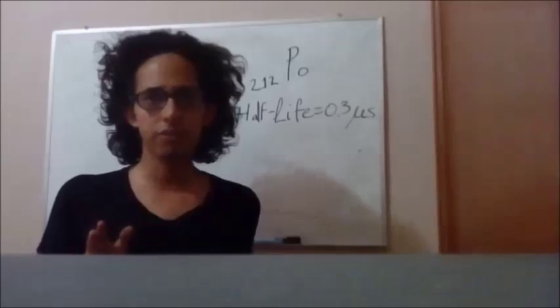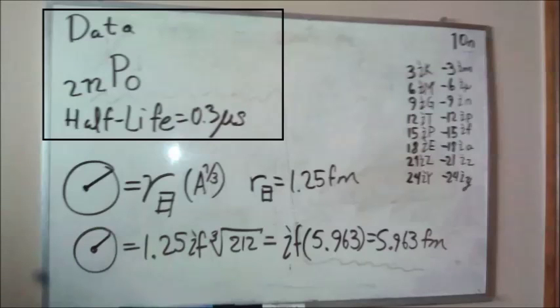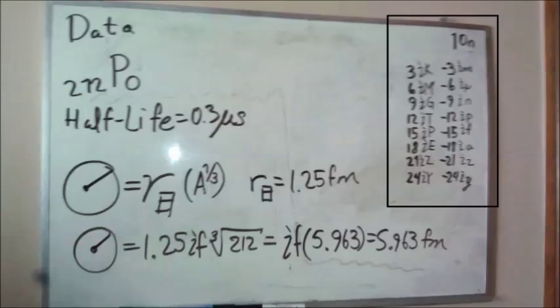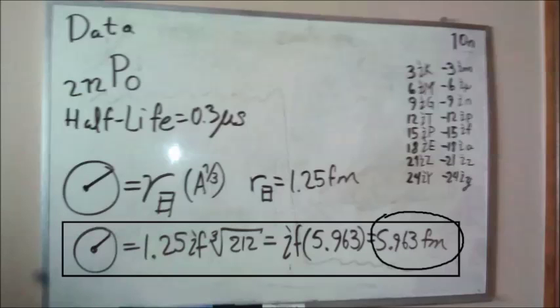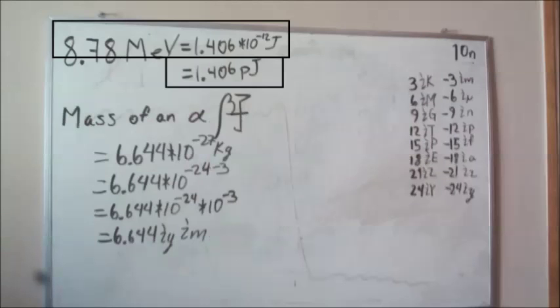Now, first off, you put the data to start as polonium-212, the half-life and everything, and you put on one side all of the powers of 10 that the International System of Units requires, and as this guy says, you need the nuclear radius relationship. You got it here, and you know that it's 5.963 femtometers. He gives you the amount of energy that you can convert to joules, 1.406 picojoules.